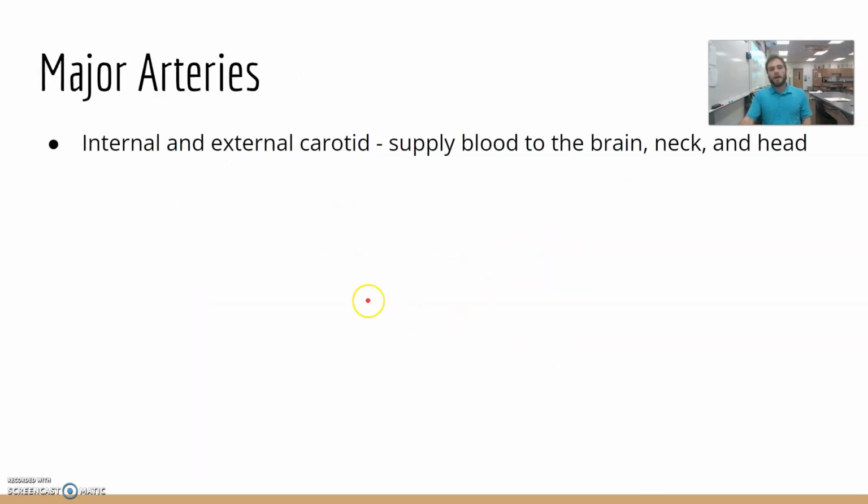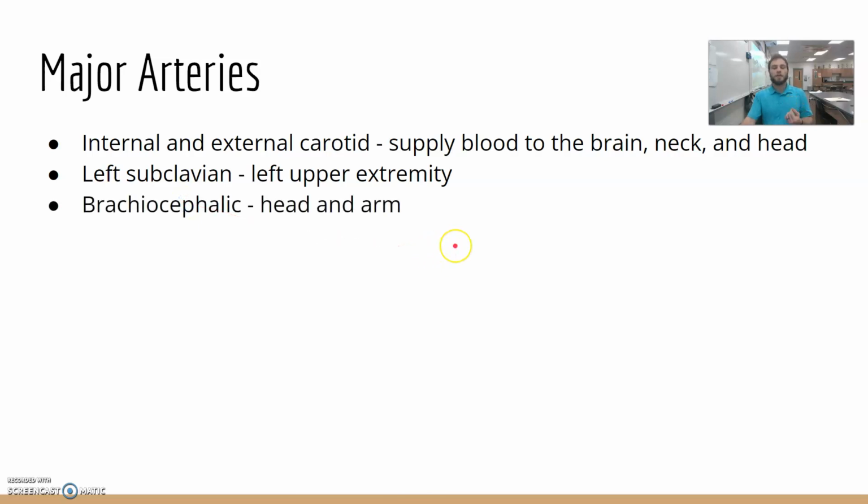So some major arteries that you have: the internal and external carotid artery. You're probably familiar with these. They're going to supply blood to the brain, neck, and head, running through your neck here. You do also have the left subclavian artery, which is going to supply blood to your left upper extremity, or your left arm. Subclavian meaning it sits below the clavicle. The brachiocephalic supplies blood to the head and arm, and so it's one of the major branches off of the aorta. The coronary artery we saw in our dissection branches directly off the aorta and feeds the heart its own personal supply of oxygen and nutrients.